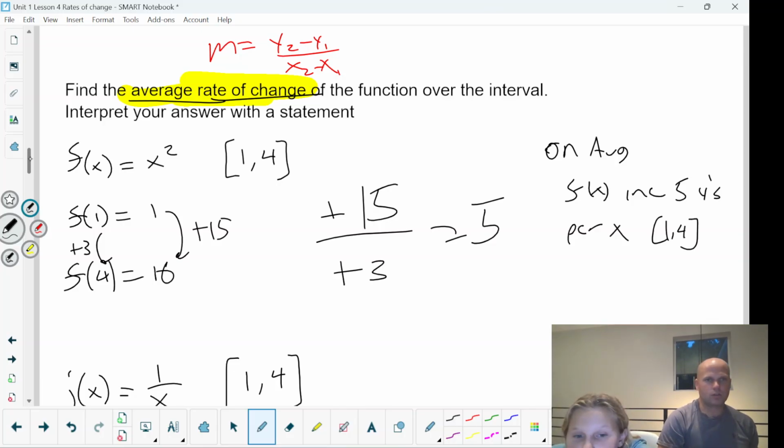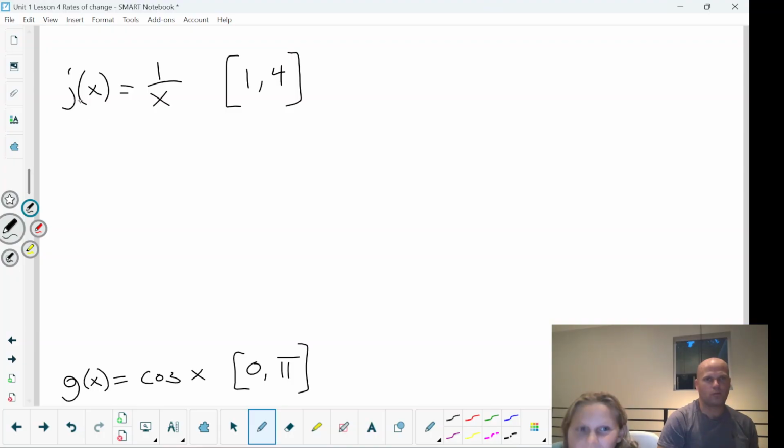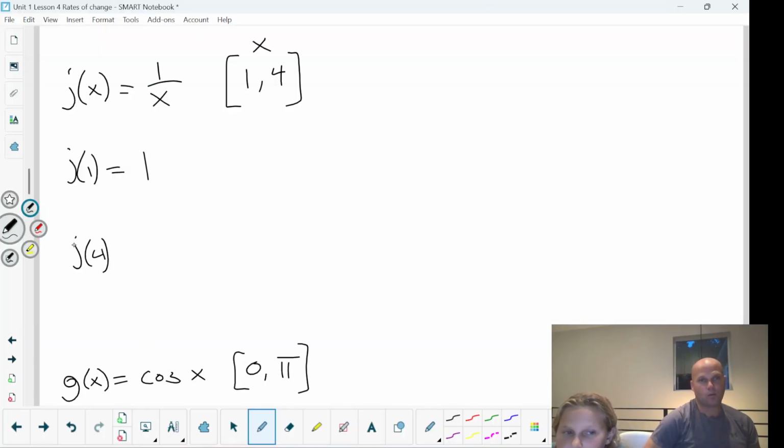All right, now let's do some fractions. From 1 to 4, we're finding the average rate of change. Make sure we understand these are x's. All we need is the 2 points. What's 1 times 1? 1. 1 divided into 1 piece is also 1. What is 1 divided into 4 pieces? 1/4. Good. Now, if you go from 1 to 1/4, what's the change?